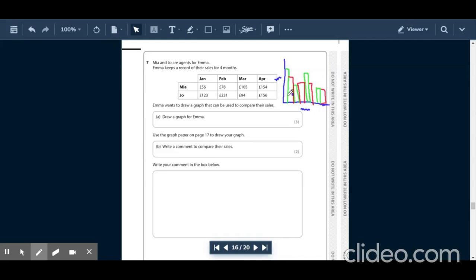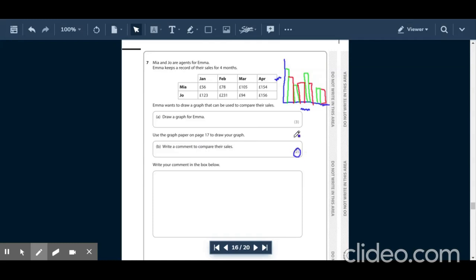So we'd have months and then money. I would have to say here money in pounds as well. So you get 3 marks for that. And then we need to write a comment about their sales. And this is 2 marks.